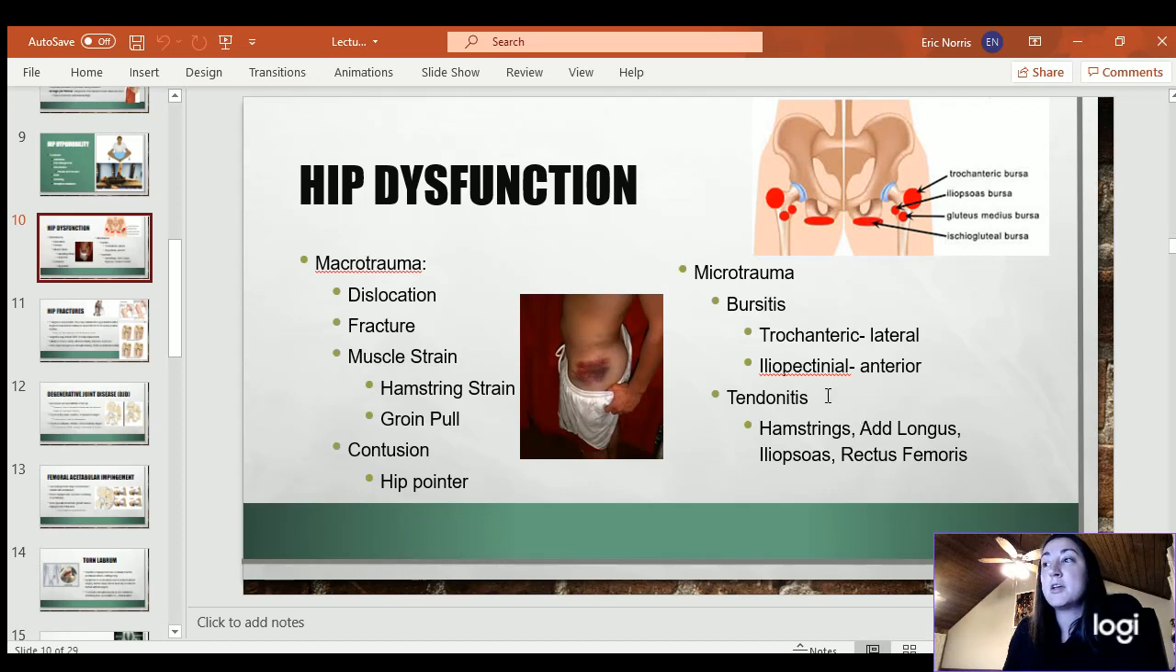And then you could also have tendinitis. So any of the kind of chronic inflammatory issues would be considered a microtrauma. And the common tendinitis that affect the hip would be of the hamstring tendon, adductor longus, iliopsoas, and rectus femoris. So just depending on what area is tight and inflamed, there could be some issues with tendinitis with repetitive microtraumas.